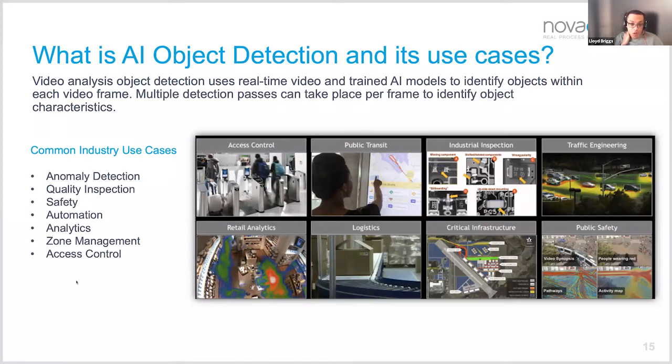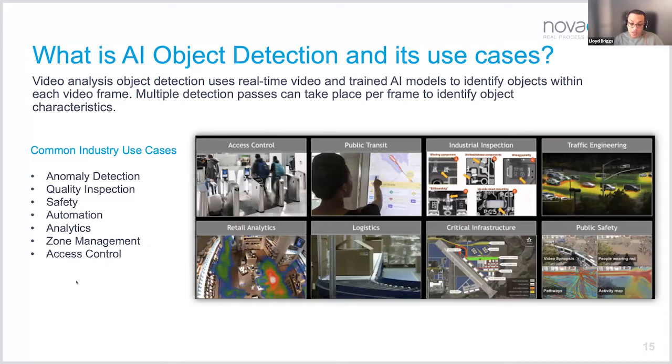So object detection. The main use cases will be anomaly detection, detecting anomalies in products. It could be quality inspection, looking for defects. It could be safety, tracking people with hard hats in a given area, making sure they have hard hats on.